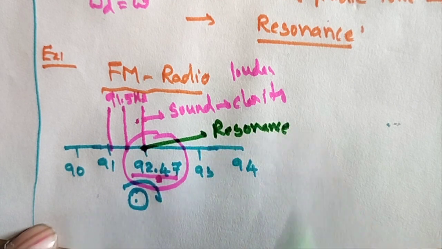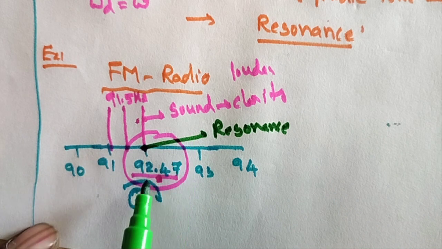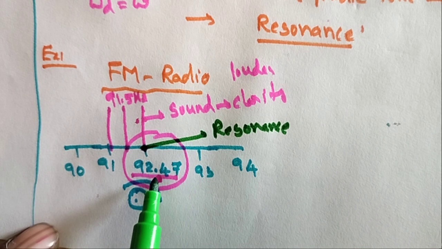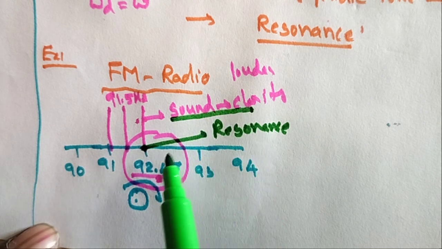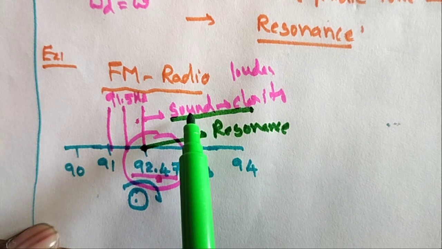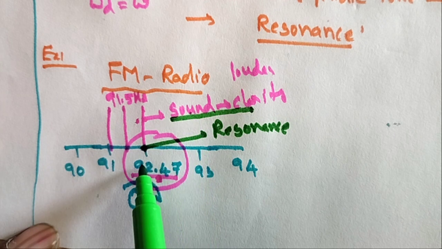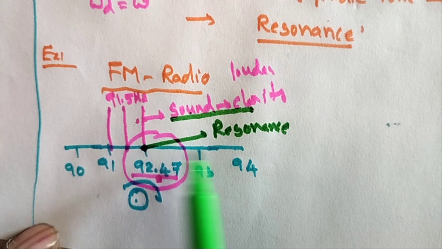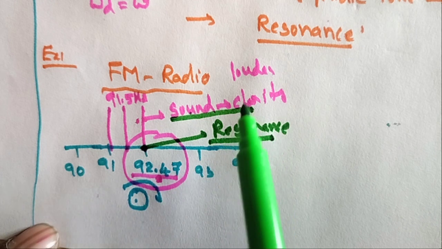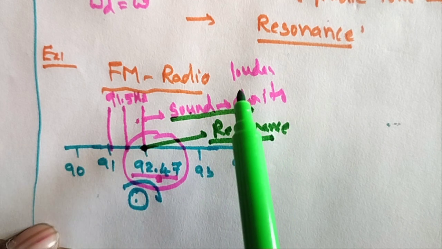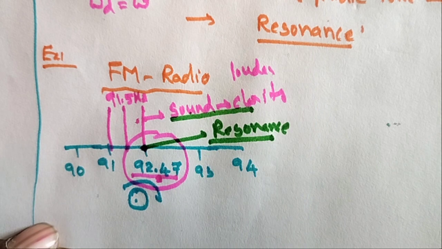All of you understanding? So 92.47 is the natural frequency. I give the external periodic frequency. This driving frequency is equal to the natural frequency. What happens? Resonance occurs. At this resonance the sound will be clear and louder. So this is an example of resonance.